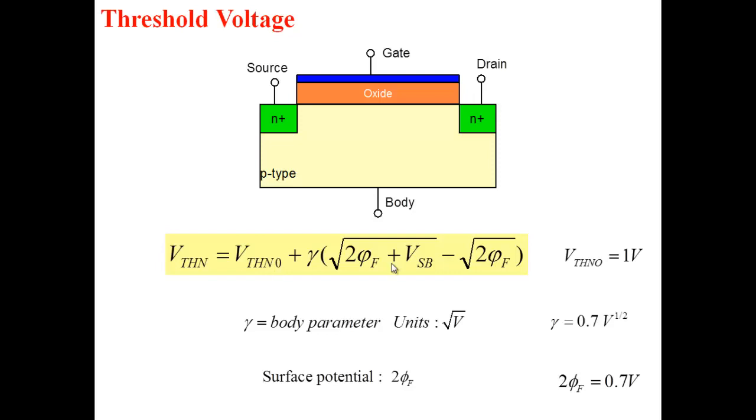So once you use a particular technology, these parameters will be available to you. VTHN0 will be given to you. Gamma will be given to you. 2 phi f will be given to you. So all these are available.